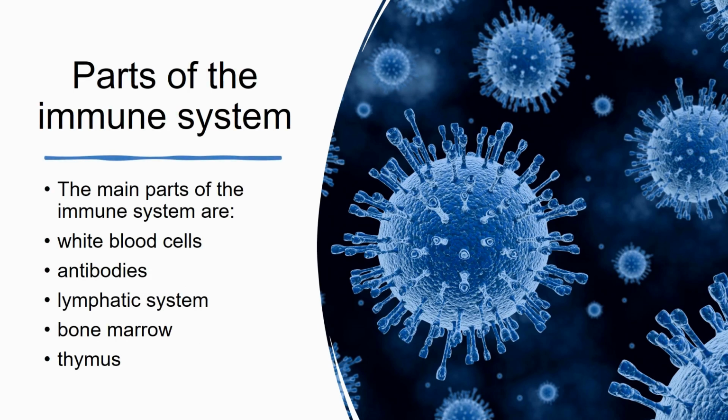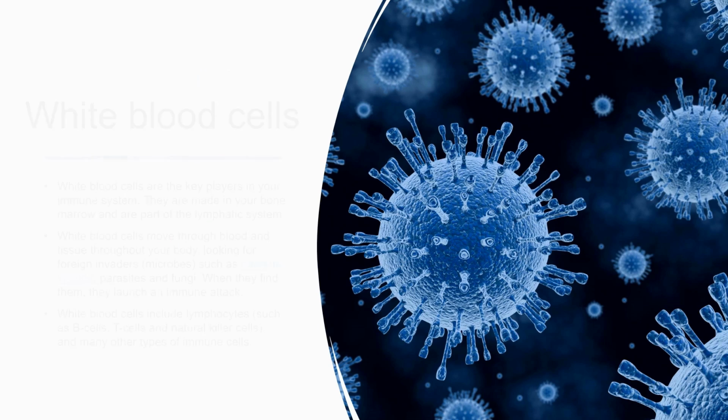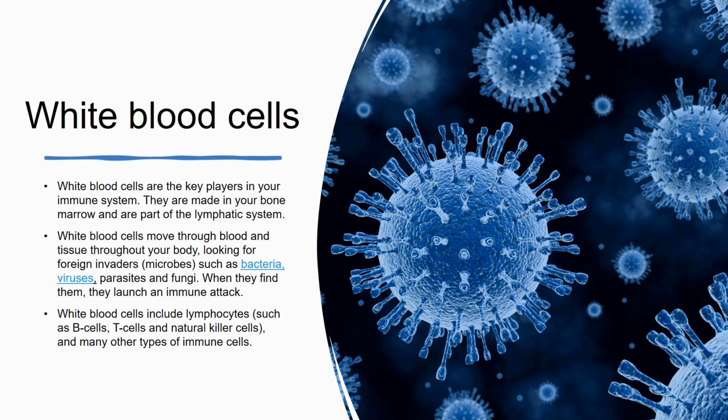Parts of the immune system. The main parts of the immune system are: white blood cells, antibodies, lymphatic system, bone marrow, thymus. White blood cells. White blood cells are the key players in your immune system. They are made in your bone marrow and are part of the lymphatic system. White blood cells move through blood and tissue throughout your body, looking for foreign invaders, microbes, such as bacteria, viruses, parasites and fungi. When they find them, they launch an immune attack.